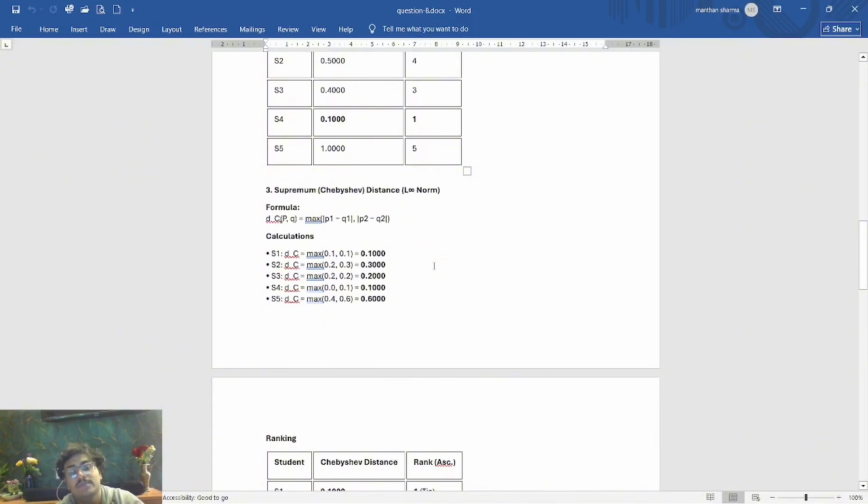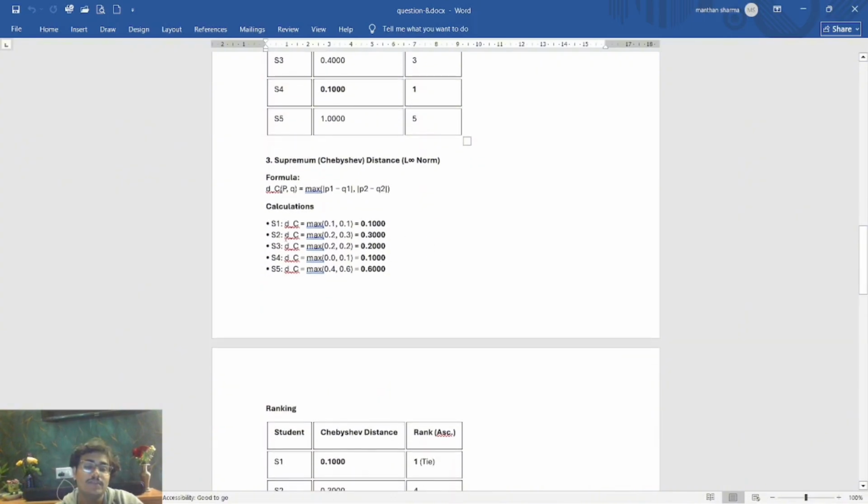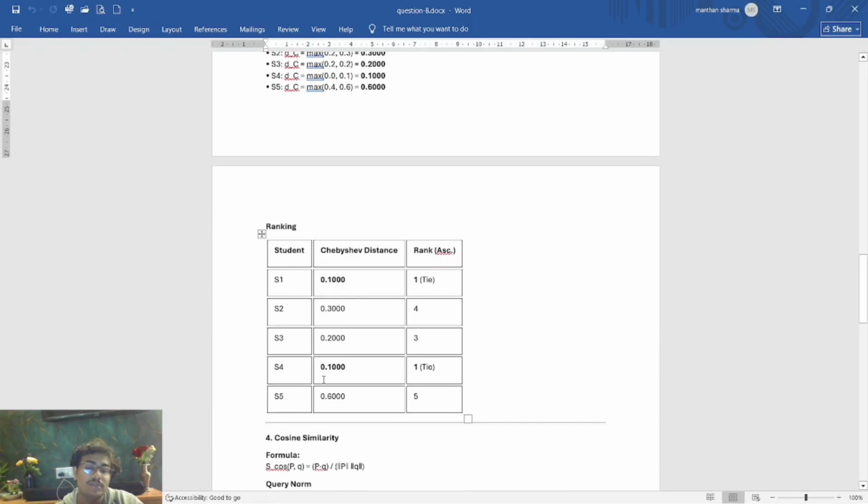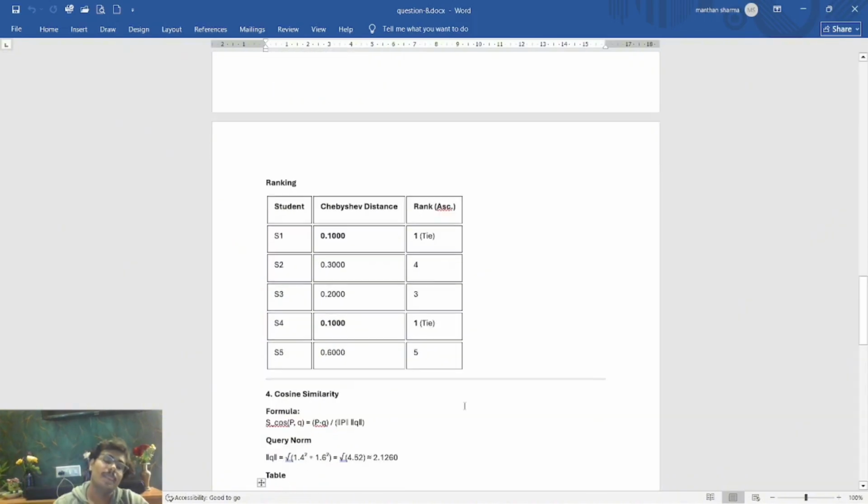Moving on to the supremum, we have these value pairs, and we will be ranking them accordingly. So S1 and S4 are a tie, so the ranking will be S1 and S4 tie, then S3, then S2, then S5.